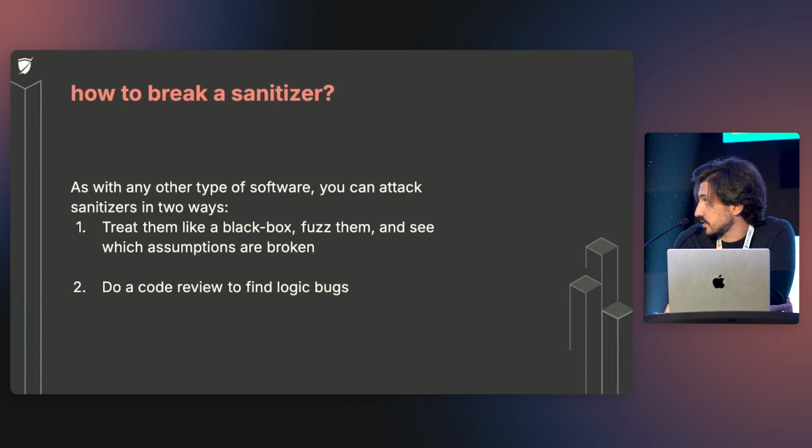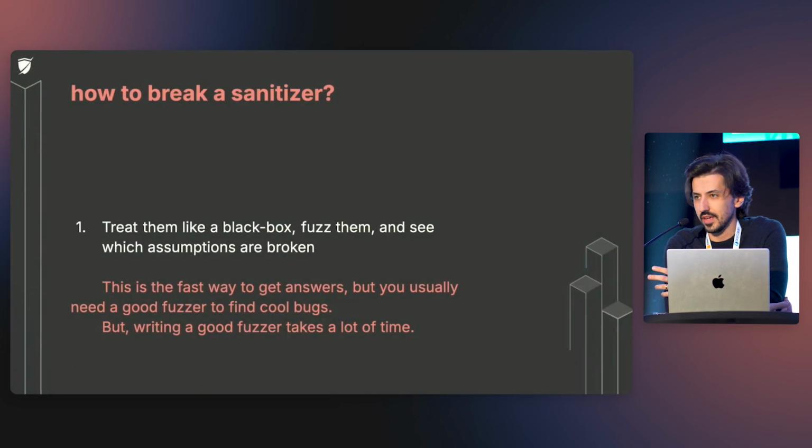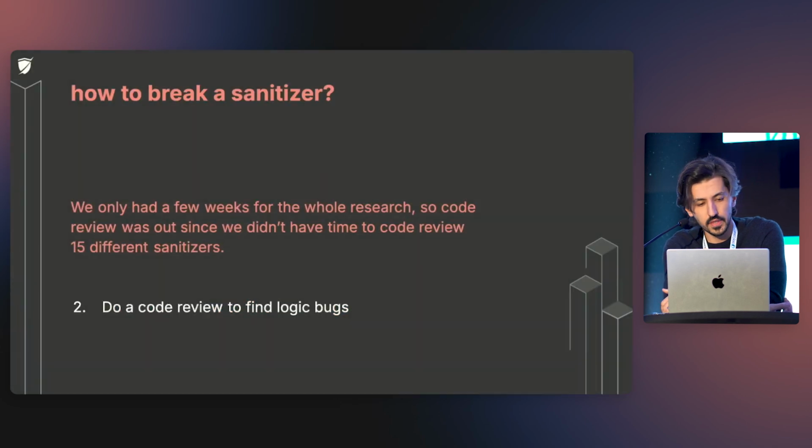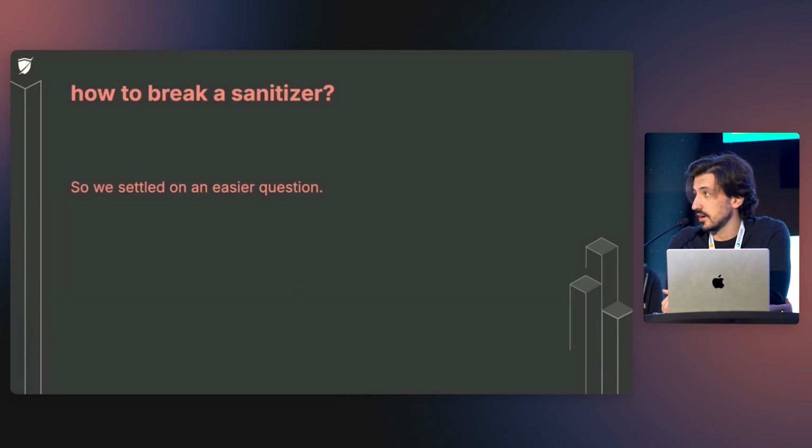And how do you break a sanitizer? As with any other type of software, there's 2 ways. You can treat it like a black box, you fuzz it, and see which of the outputs are unexpected. And the other way is to do a code review to find logic bugs in the implementation. Fuzzing might be fast in some cases, but you usually need a good fuzzer to find cool bugs, and writing a good fuzzer takes a lot of time. Code review was also not an option for us because we only had a few weeks for the whole research, and we didn't have time to go through 15 different code bases. So we decided to tackle an easier question and only look at one specific tag.